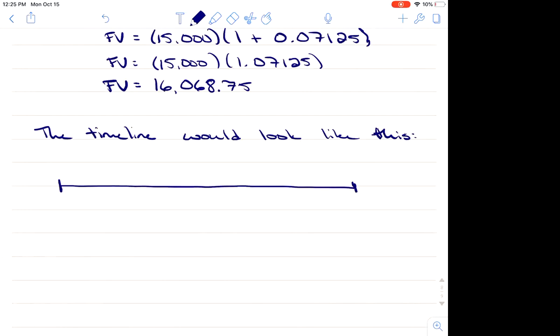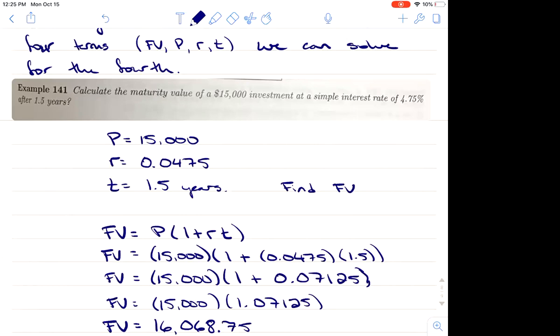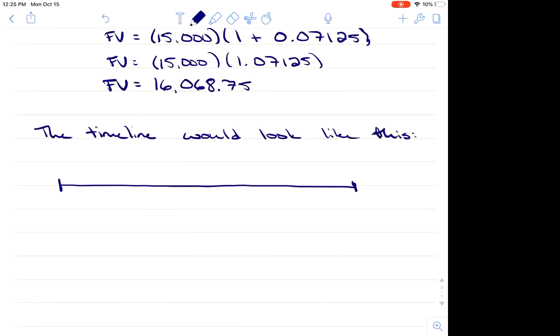So we start with our beginning and our end point, right? And we're not actually told the start date or the end date. That's okay, right? We can just say now, and then here's the maturity date. That's fine.